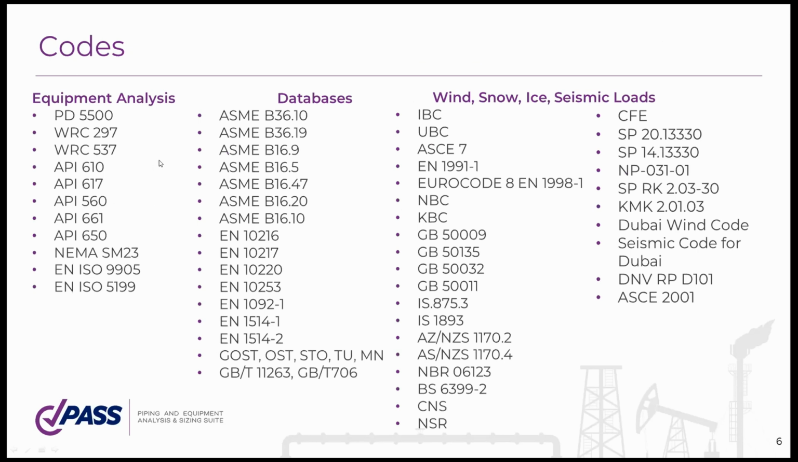Here you can see the codes for equipment analysis. It is codes for tanks, for heaters, air coolers, also compressors, turbines, pumps, and so on. Also, we have databases with latest standards for pipes, tees, reducers, flanges, gaskets, and valves and other piping components that is required to build the model and perform stress analysis, flange leakage check, and so on. And also here you can see the codes to calculate the wind loads, snow loads, ice and seismic loads.